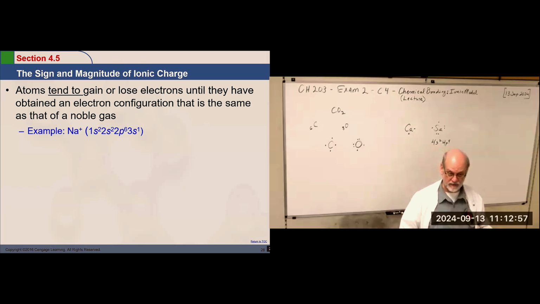Energetically, which would be easier? Losing 1 electron. So it loses an electron, and we back up to the period above. Over on the right, there's neon. So neon has 1s2, 2s2, 2p6, because that's the noble gas configuration. It's complete, the maximum number of electrons.